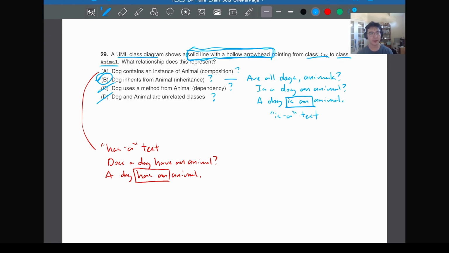An example of composition, or the has a, would be a vehicle has a steering wheel, right? The steering wheel could be a class, the vehicle can be a class. And so we see that the car has a steering wheel. So make sure you're very familiar with inheritance versus composition, and you should do fine on these types of questions for the exam. That was question 29. Inheritance is a, or composition has a.